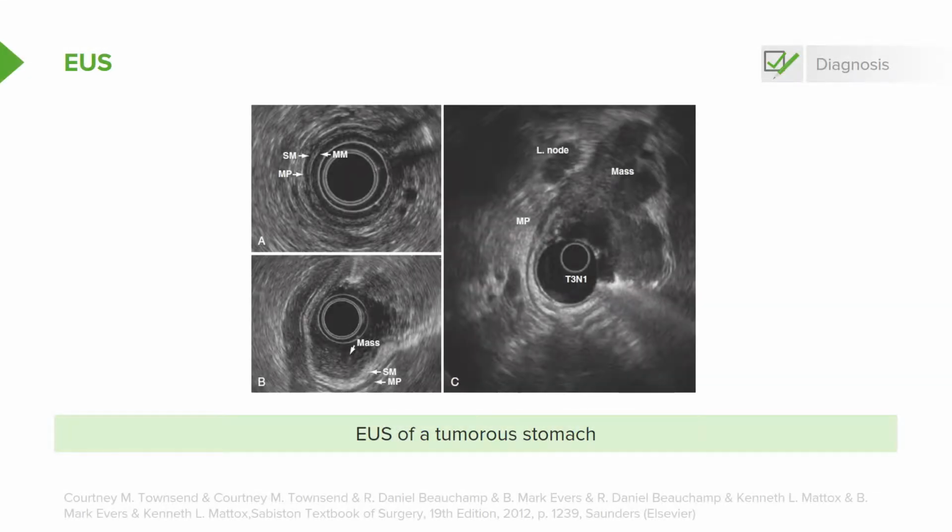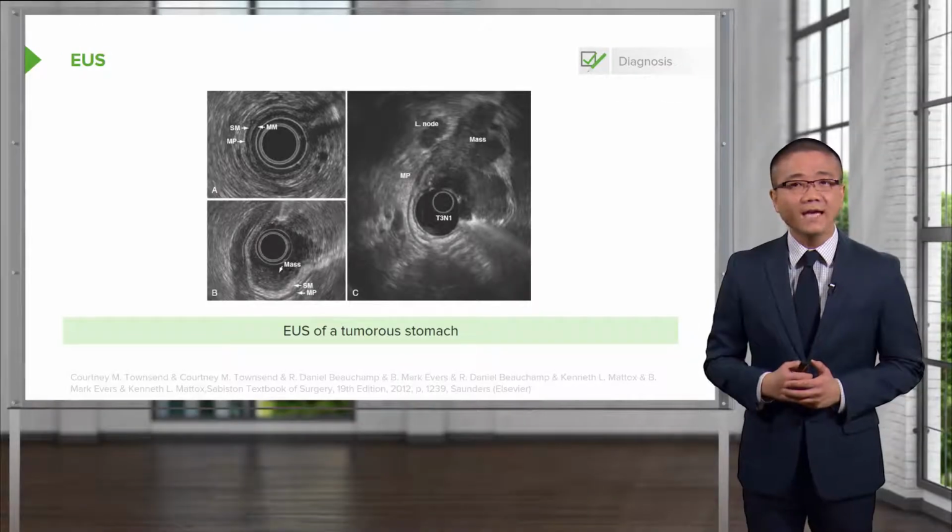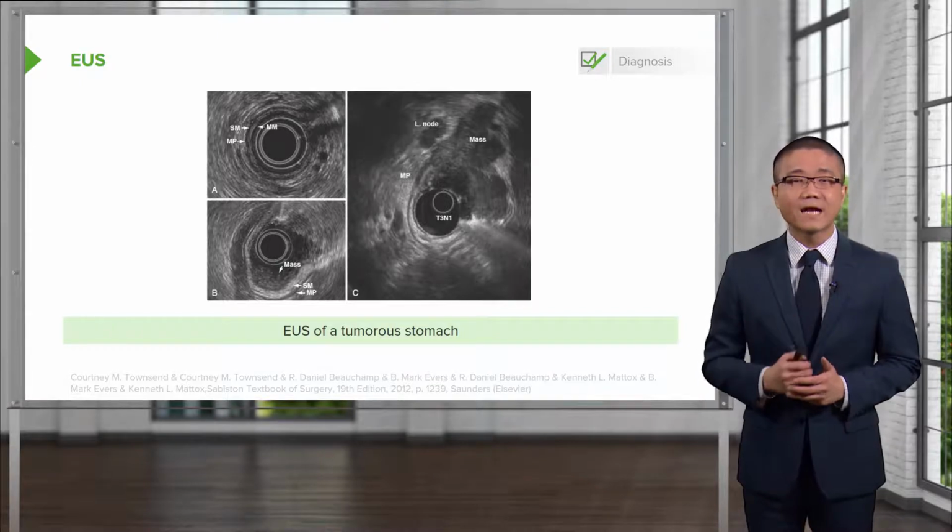Endoscopic ultrasound, as demonstrated on this image, is a very modern technique of demonstrating particularly proximal stomach or distal esophagus cancers. The depth of penetration of any GI system cancer is very, very important, and endoscopic ultrasound can help us determine the depth of penetration.